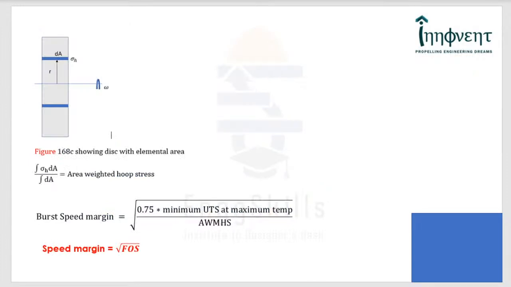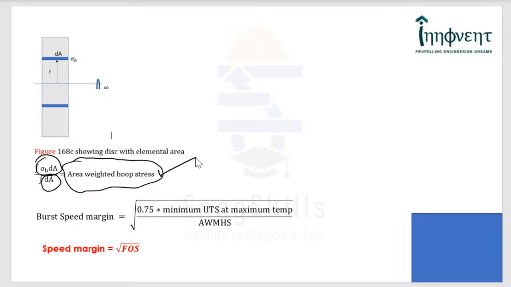In order to design the burst margin, you use a parameter called area weighted hoop stress, and this is very easy to derive. At each radius where the hoop stress is varying, it is multiplied by the elemental area, integrated across the disk and divided by the total area, and that would give us the area weighted mean hoop stress.